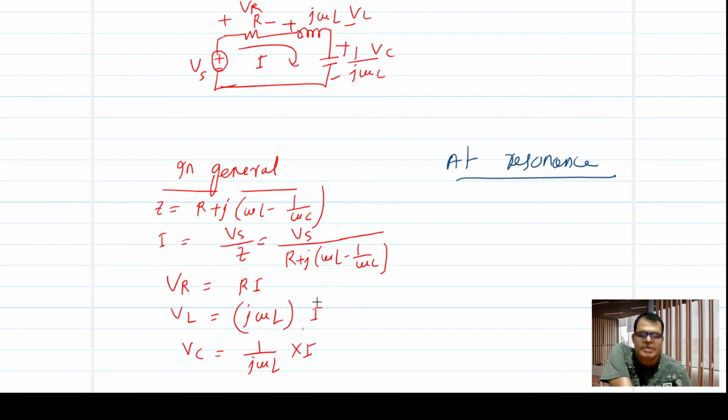Now what happens at resonance? At resonance, the total reactance offered by the circuit is 0. So Z is equal to R. Let me change the color. So Z is equal to R, and I is equal to Vs upon R. Let me know whether this is the minimum.